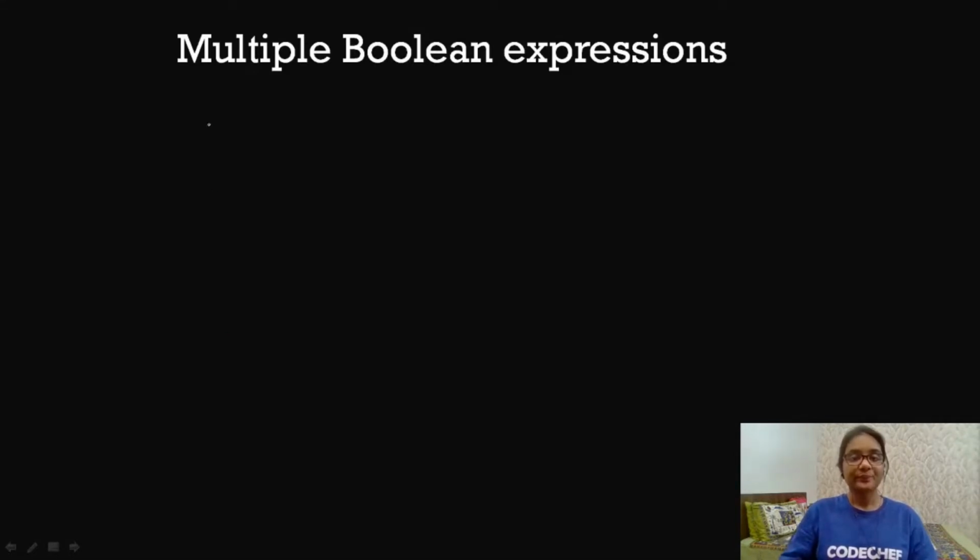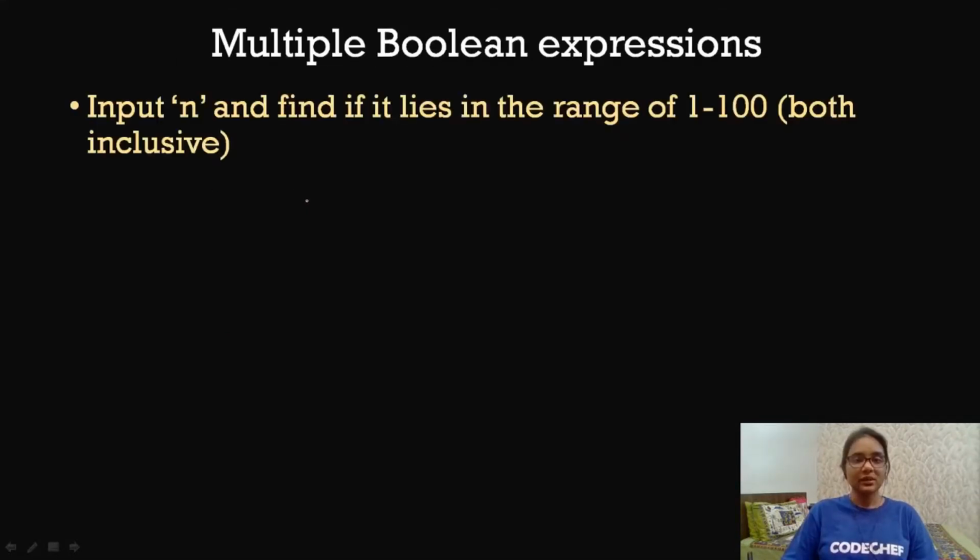Let me show you. Consider this example where we need to input a number n and find out whether it lies in the range of 1 to 100 or not. It is written both inclusive, which means that n can be 1, n can be 100, and it can have any value between 1 and 100. So some of the possible values of n will be 1, 4, 7, 100 and so on. Any value between 1 and 100 will be valid.